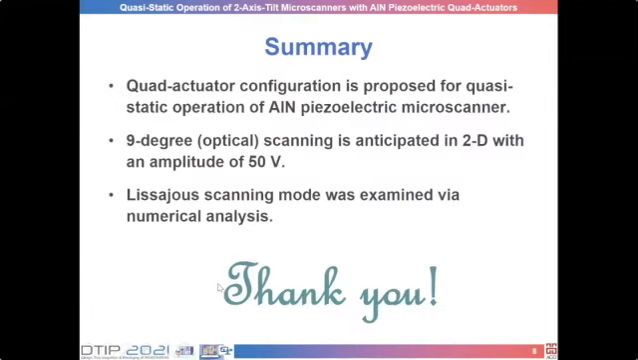As a summary, the quad actuator configuration is proposed for a quasi-static operation of aluminum nitride piezoelectric microscanner. 9-degree optical scanning is anticipated in 2D with an amplitude of 50 volt. Lissajous scanning mode was examined via numerical analysis.